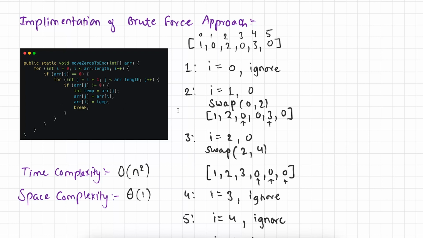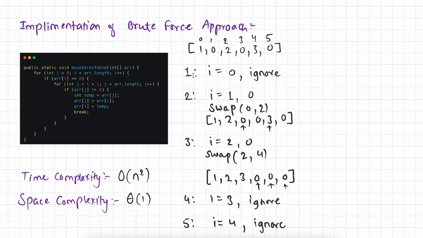Inside of this function, we are running a loop from 0 to array.length. It means if there are 5 elements, we are running this loop 5 times. And inside the outer loop, we are checking if the current element is equal to 0 or not. As soon as we find a 0 element, we again run a loop from I plus 1 position till array.length. It means if we are finding 0 at position 1, then we are going to search for a non-zero element from position 2 to 5. Clear?